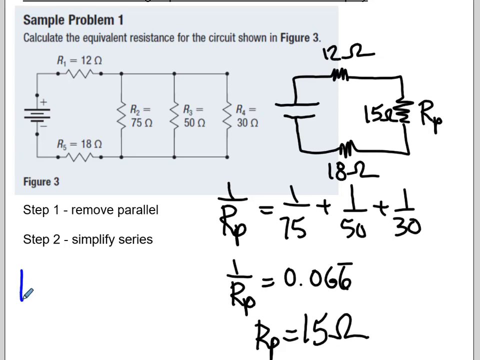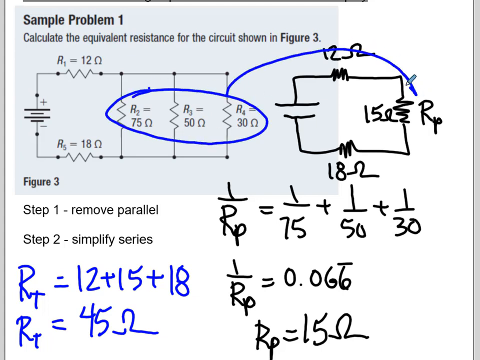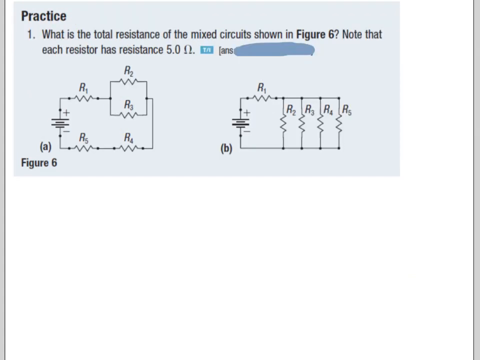And now the total, you might want to use a T or an S for series. If we add those all up, 12 plus 15 plus 18, the series or the total for this circuit, the equivalent would be 45 ohms. Okay, so you attack these guys first, turn them into an equivalent parallel, and then, I'll draw it here, we'll turn them all into one equivalent resistor here. Okay?